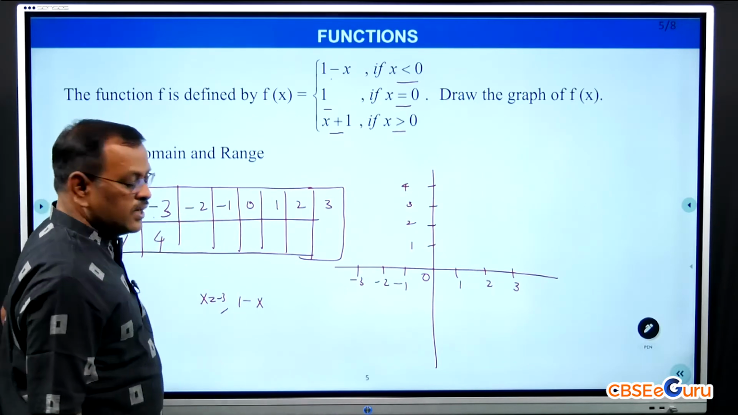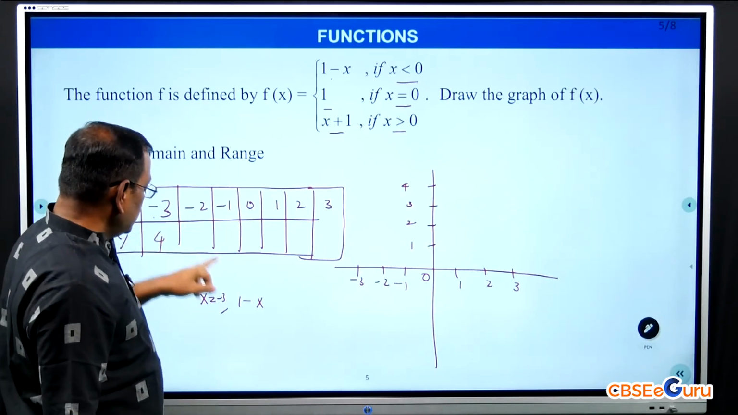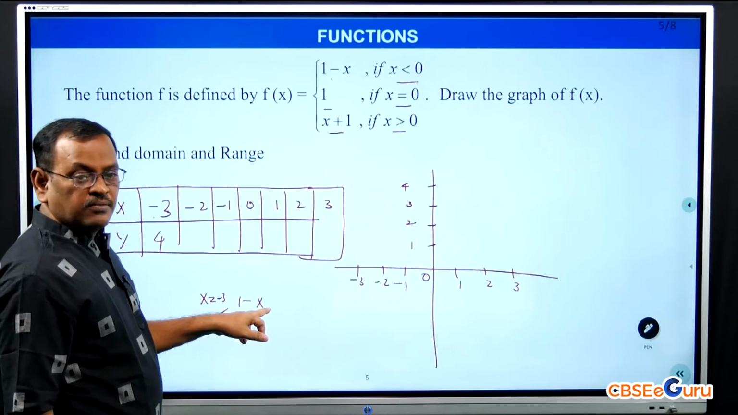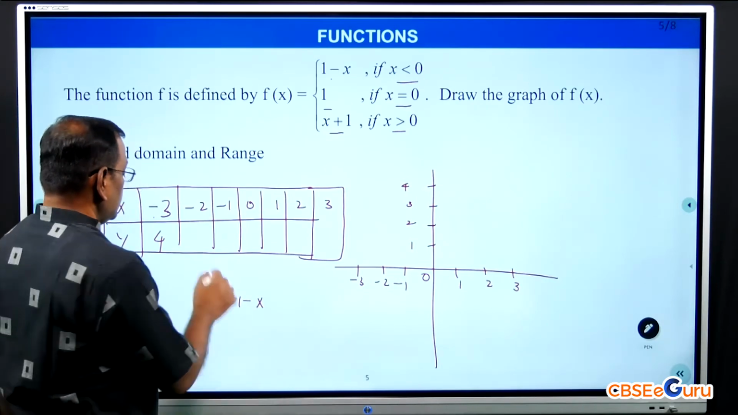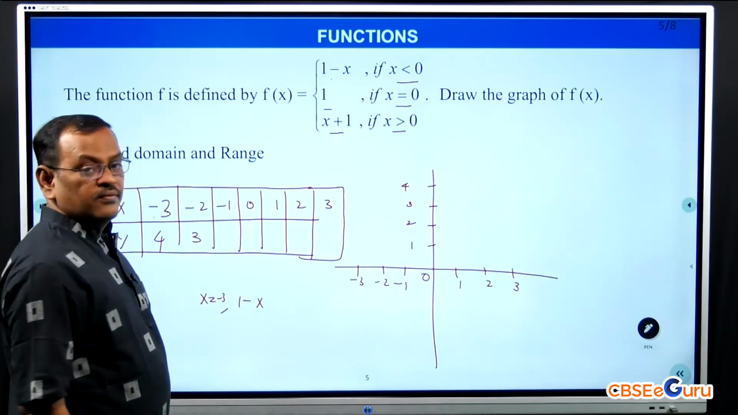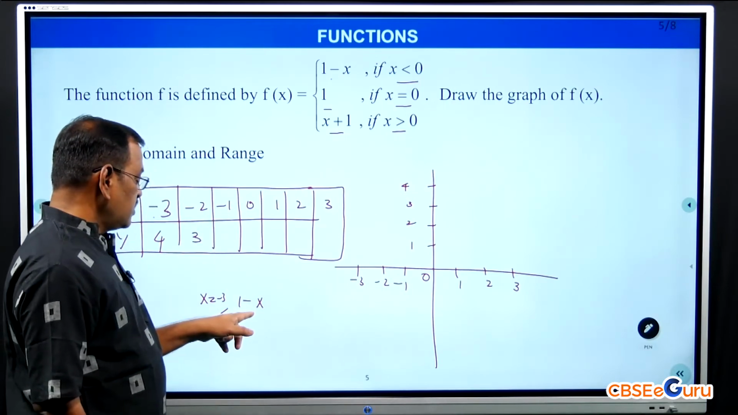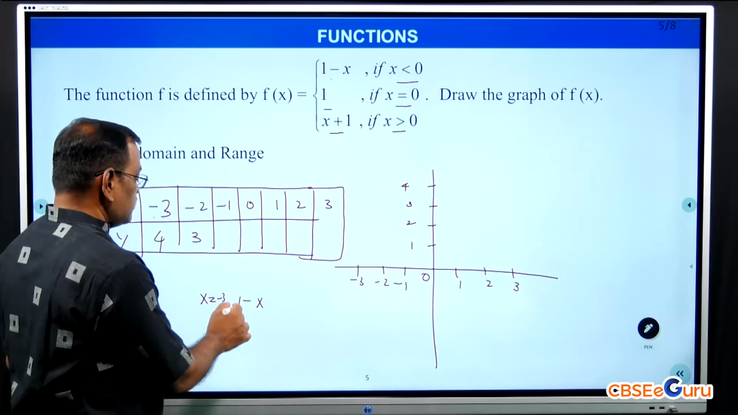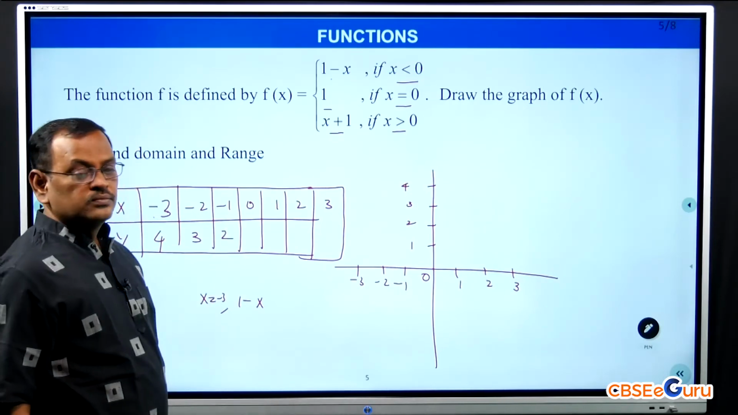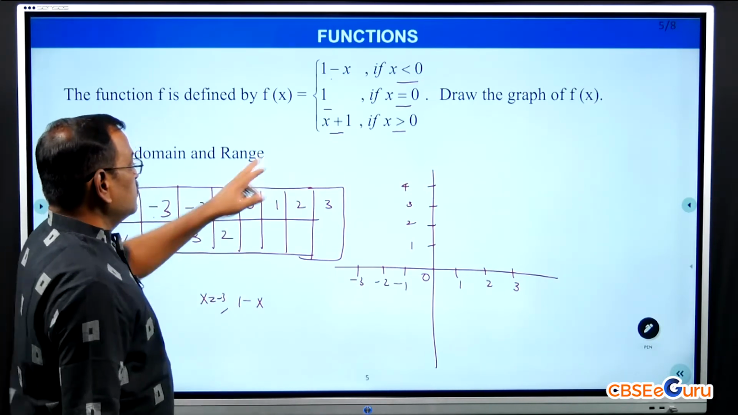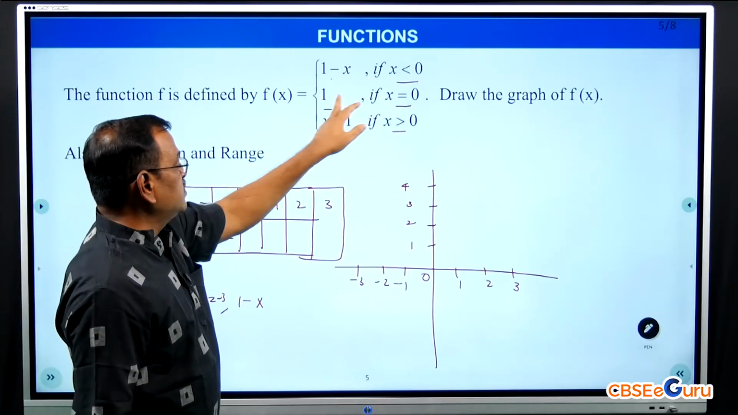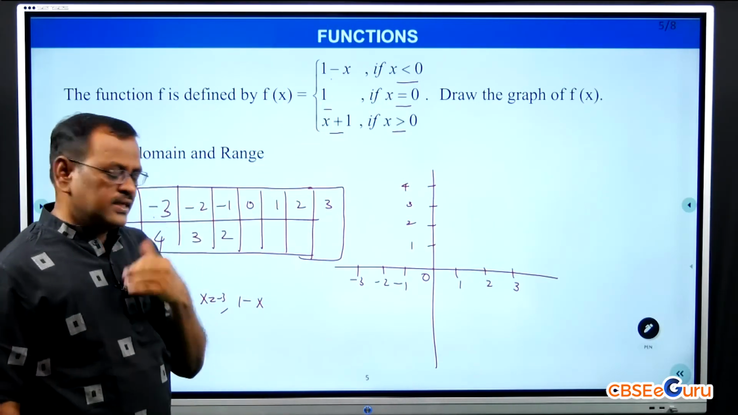Substitute another negative value here. Another negative value is when x equal to minus 2. Minus of minus 2 plus 2, plus 2 plus 1 is 3. And when x equal to minus 1, substitute here: minus of minus 1, plus 1, 2. Over. All the negative part over. This step over. Now when x equal to 0, y equal to 1. That is fixed.